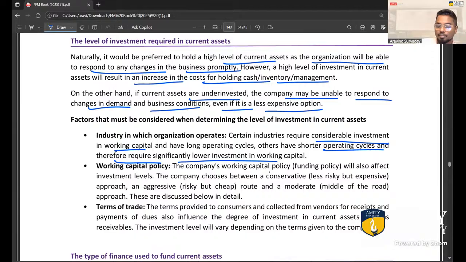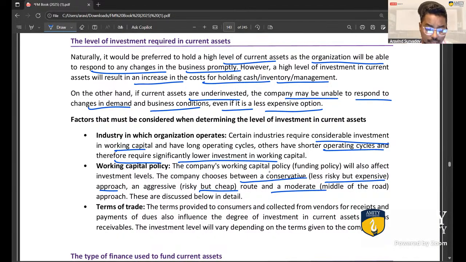Now, working capital policy. The company's working capital policy, funding policy will also affect investment levels. The company chooses between a conservative, less risky but expensive approach, or an aggressive, risky but cheap route, and a moderate, middle of the road approach. Moderate would be the best way to go, ideally. Now, these are discussed below in detail. We will learn about them in just a second, guys.